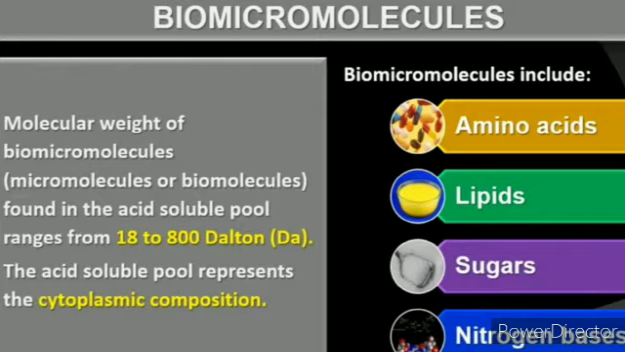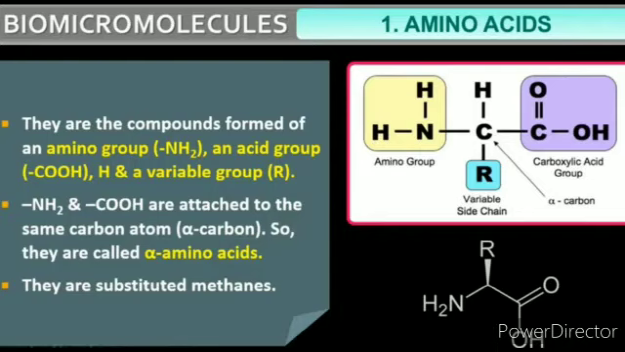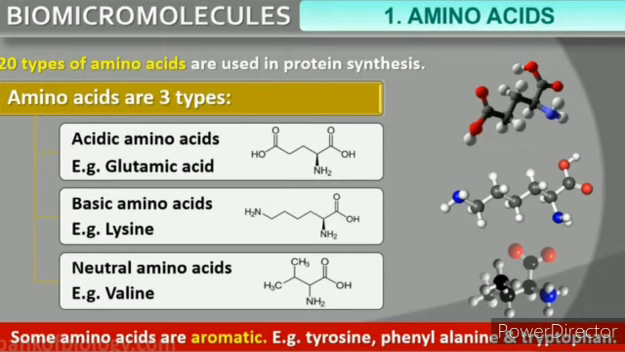Now first we will discuss the amino acids. They are compounds formed of an amino group, an acid group, a hydrogen, and a variable group. The NH2 and COOH are attached to the same carbon atom, the alpha carbon, so they are called alpha amino acids. They are substituted methanes. There are 20 types of amino acids used in protein synthesis. There are 3 types of amino acids.